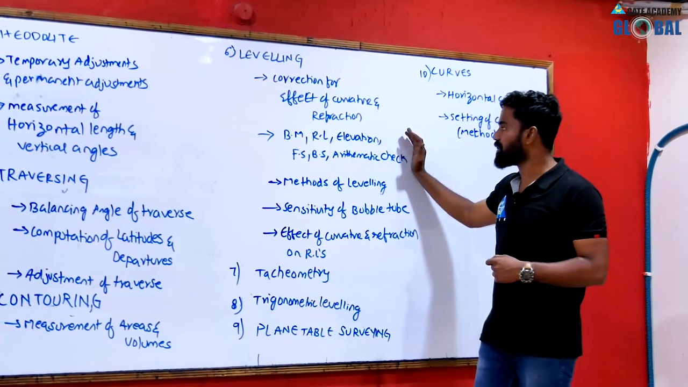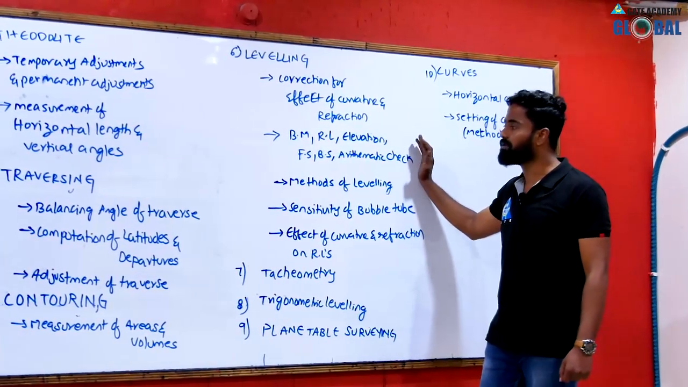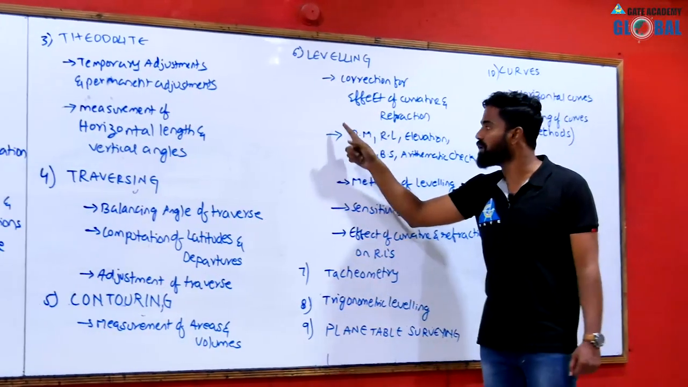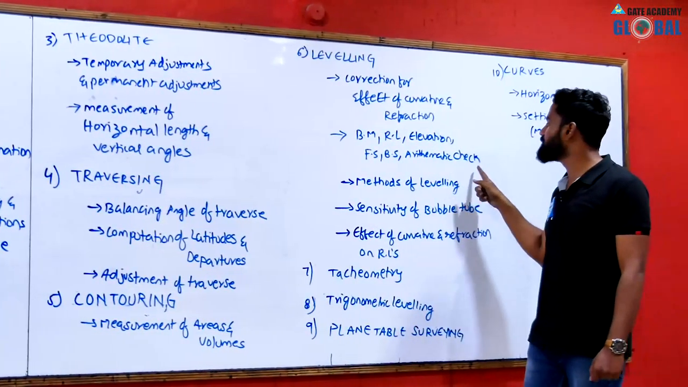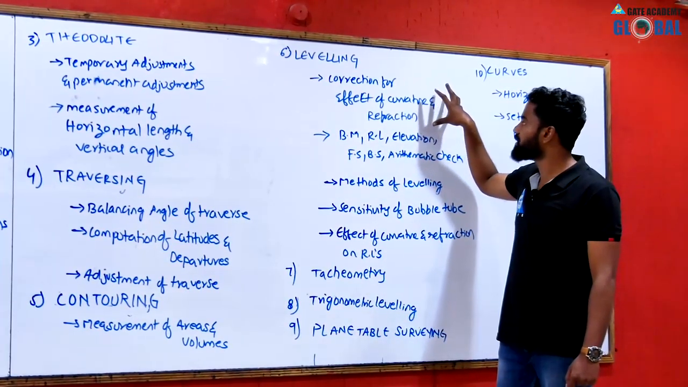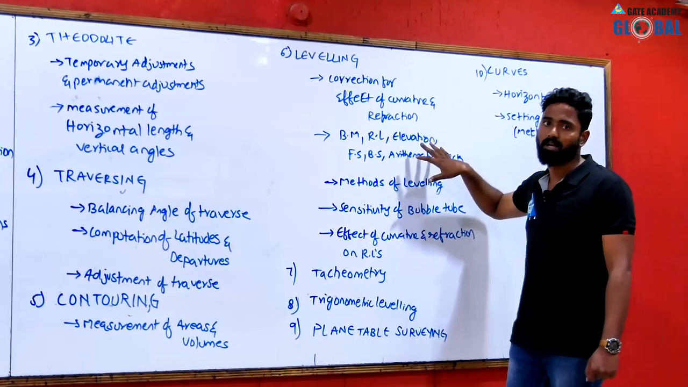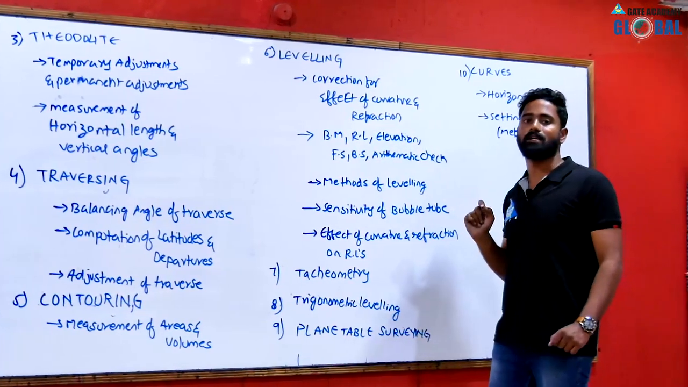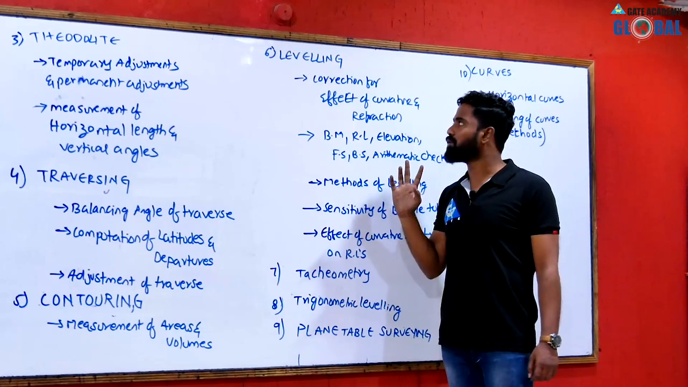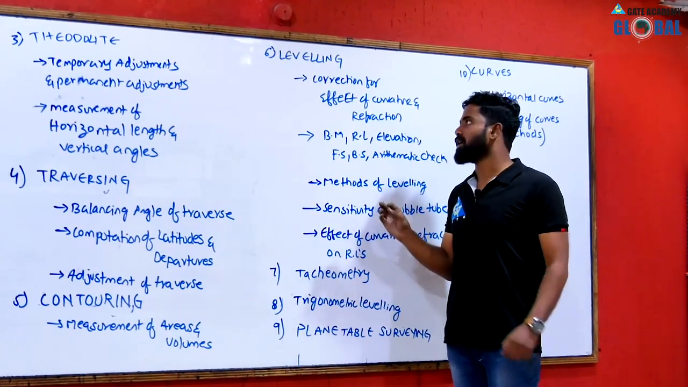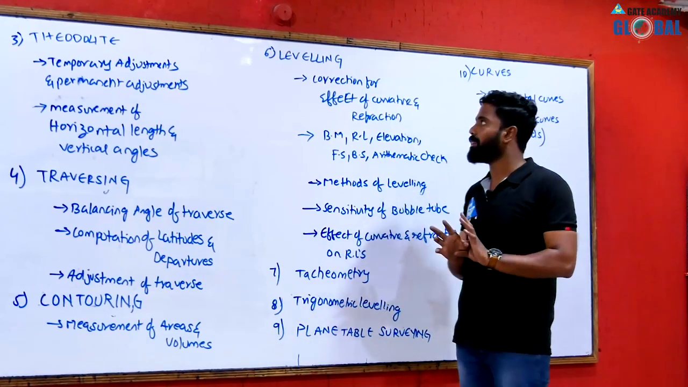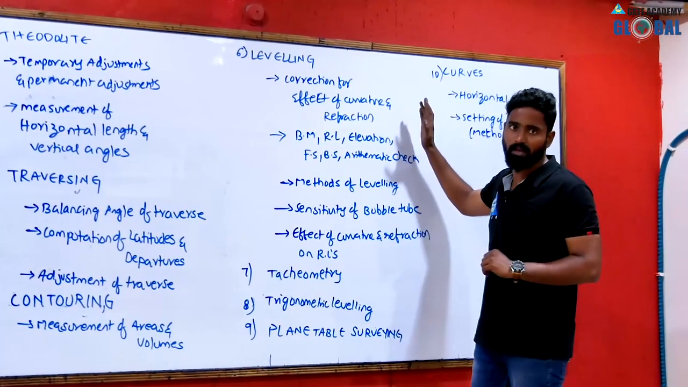And RLs, elevations, foresight, backsight, arithmetic check, this is generally seen in engineering service examinations. And correction due to the effect of curvature and refraction on these RLs is also seen in ESE examinations. Generally it is not given in GATE because it becomes lengthy, but if he wants to give, he will give it in short form. Those types of questions will also be discussed.